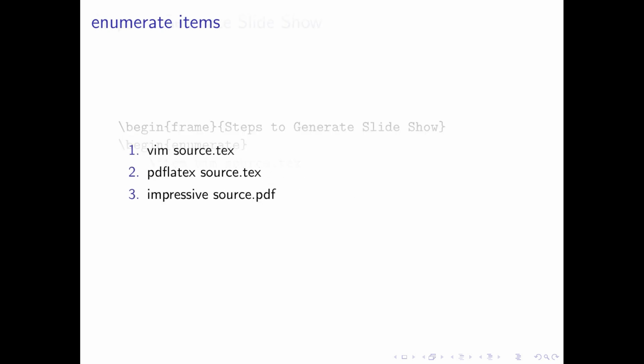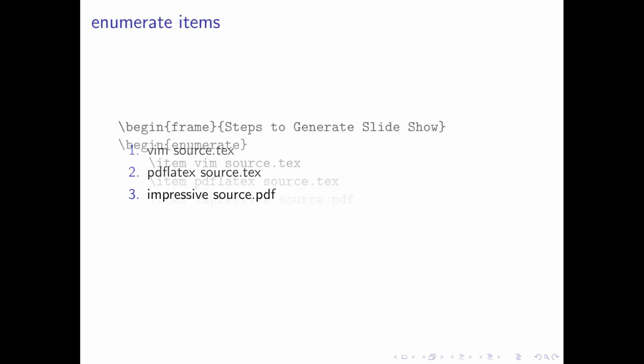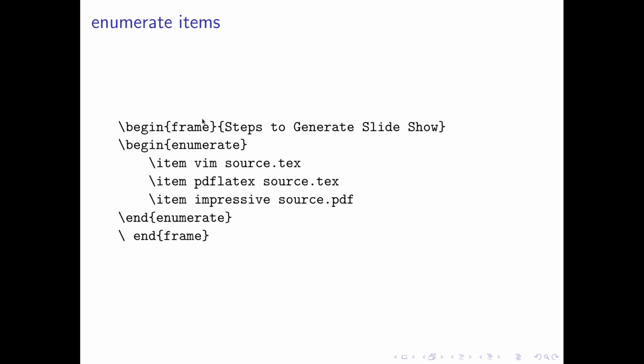Now, this slide has an enumerated list. They're numbered 1, 2, 3. I had a bullet list previously. To do an enumerated list, your frame contains a \begin{enumerate}, and then each item is on a separate line, and you just say \item, space, and then whatever you want displayed on that line.